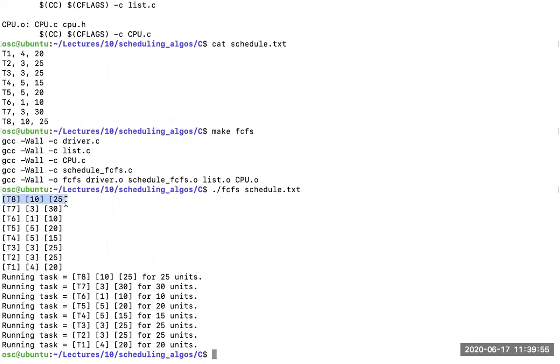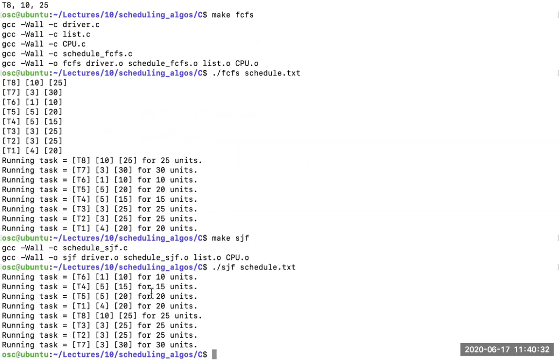T8 is at the top because we are creating a linked list and the head moves toward the last link added. So it keeps popping from the head and then starts scheduling those jobs. So this is first come first serve scheduling. Then in shortest job first, the order is changed based on job size. You can see the CPU burst for T6 is the smallest, so it is executed first and then others are executed based on their CPU burst.